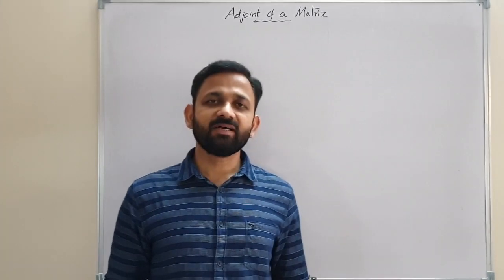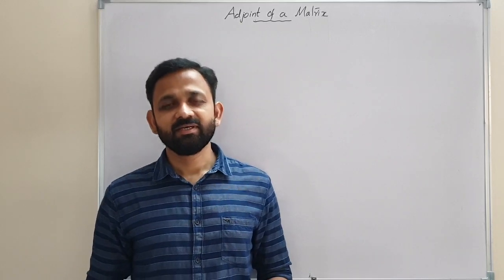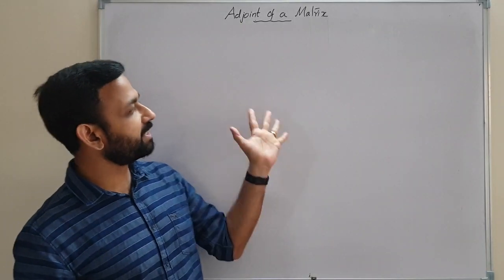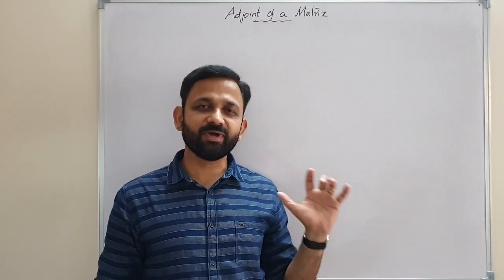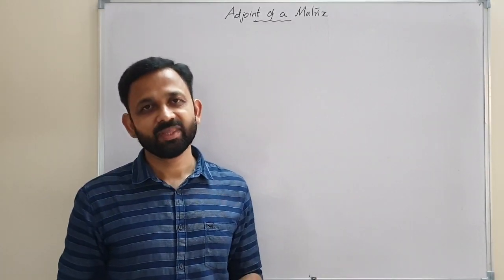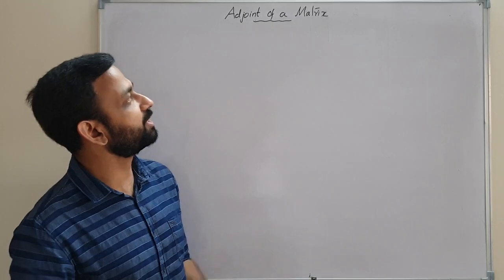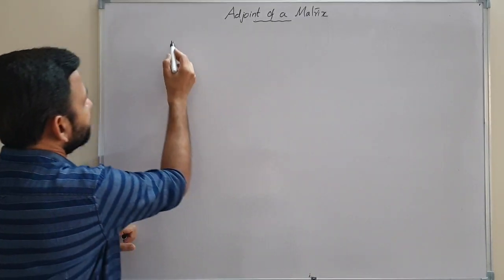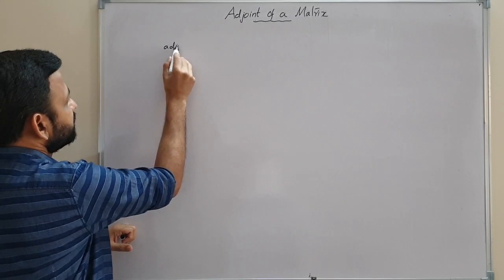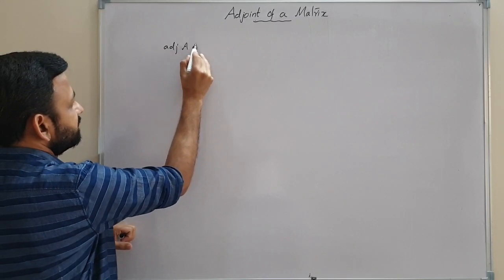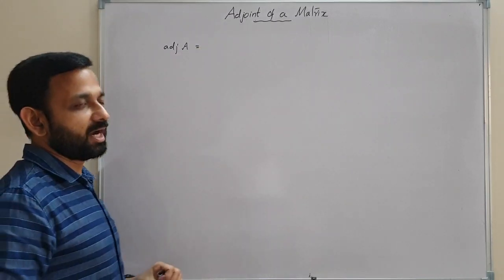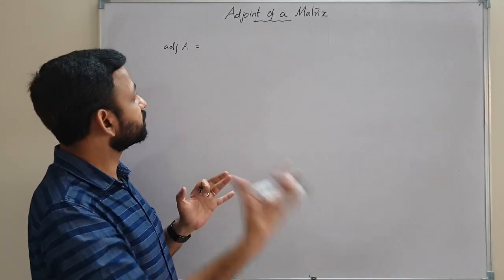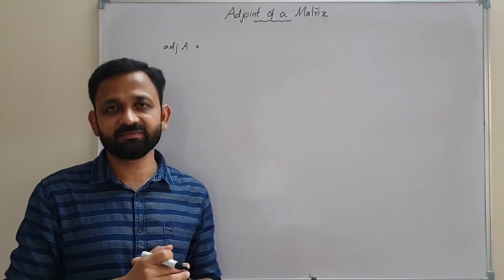Today we will learn adjoint of a matrix. In previous class we learned how to find minor and cofactor of an element of a matrix. Now we will learn adjoint of a matrix. Adjoint of a matrix is denoted by adjoint A. Adjoint of a matrix is defined as the transpose of the cofactor matrix.